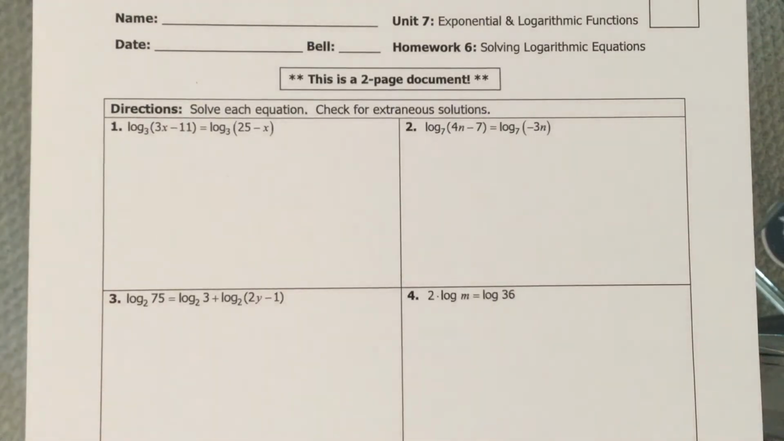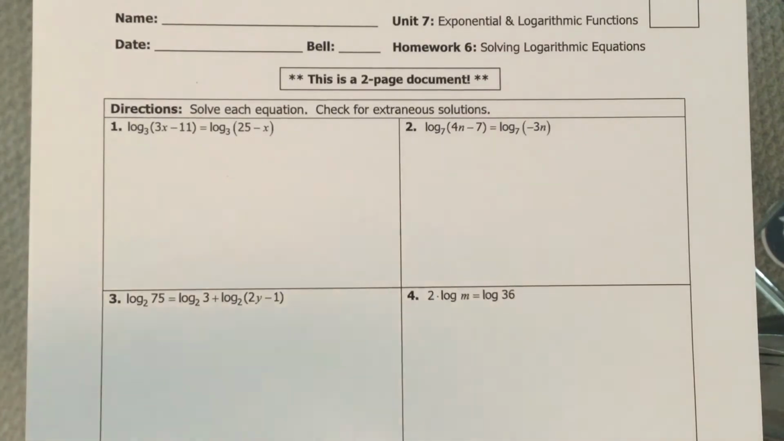Homework 6 is on solving logarithmic equations. There are two different types of logarithmic equations, and I gave you a step-by-step in the notes for each type. Type 1 is log equals log. This whole front page is all log equals log. There are a couple on the back as well.